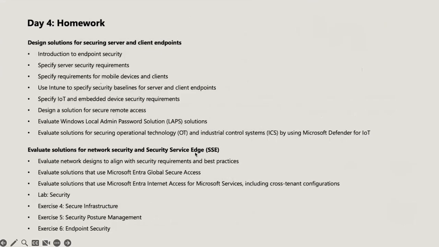Also, in securing the access and securing the network, what we have under Security Service Edge, SSE. For network security, here we talk about where we can use this kind of SSE option, what comes under Entra Global Secure Access, and evaluating solutions that use Microsoft Entra Internet Access, and especially for Microsoft services, cross-tenant configurations. These are all things we discuss. Basically, this is the homework that you will complete.